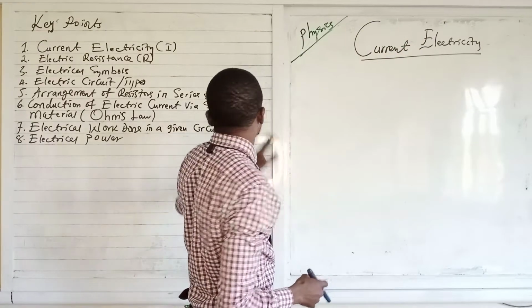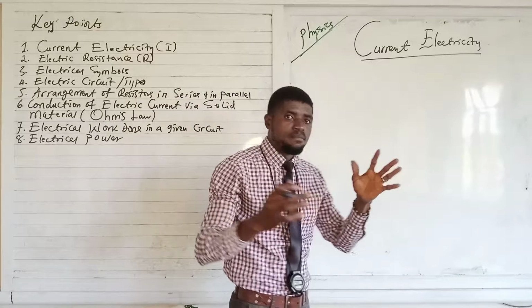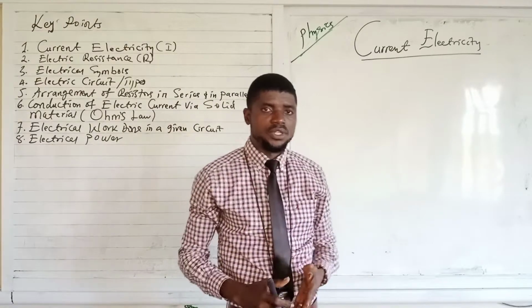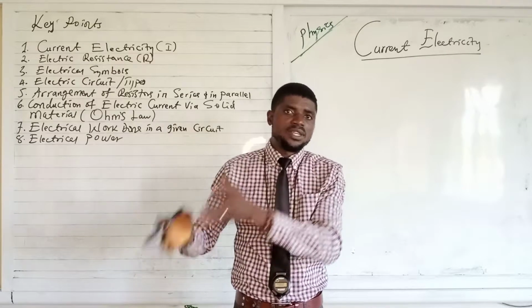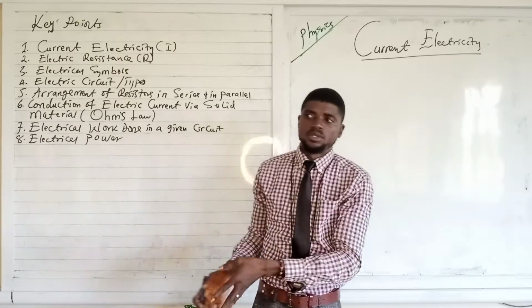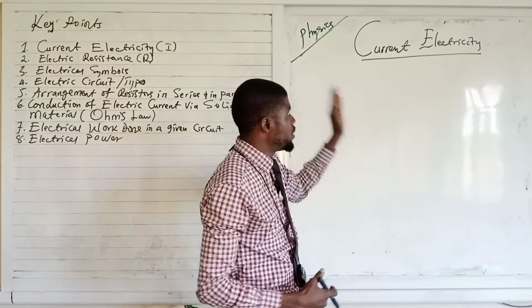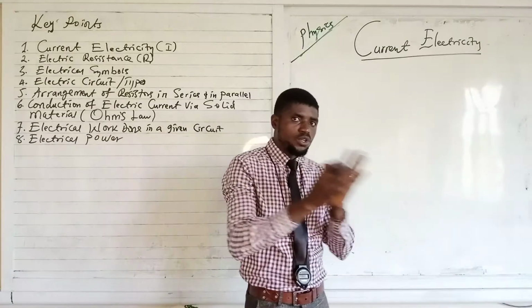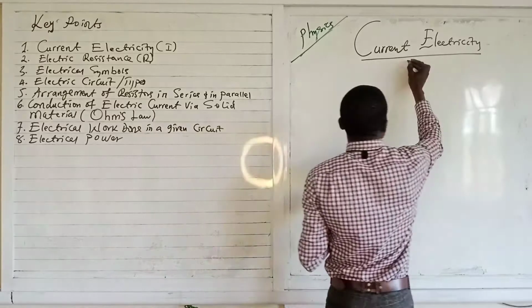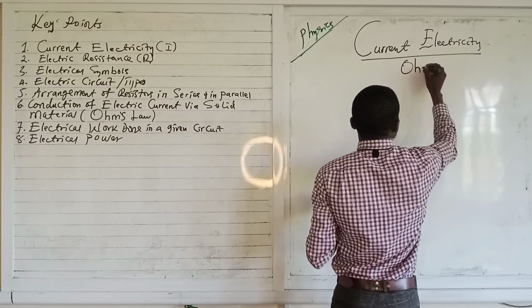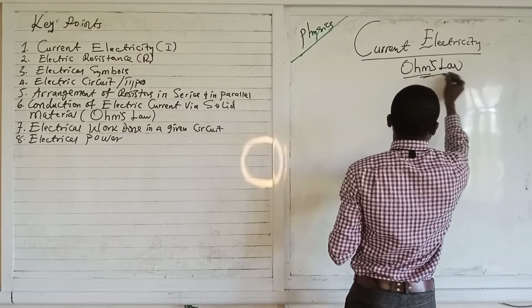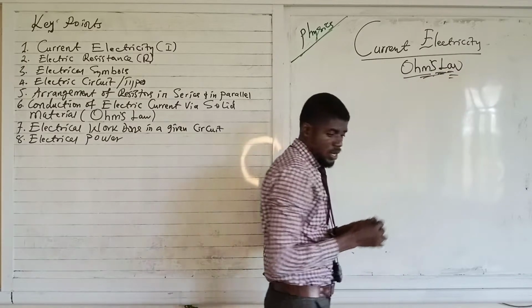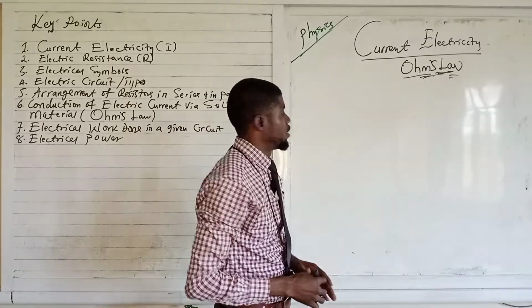So let's begin. What do we mean by current electricity? I also have a video on static electricity, that is electric field 1, Coulomb's law. This one is on current electricity, Ohm's law. So this is simply what? Ohm's law. But we are coming to that later.